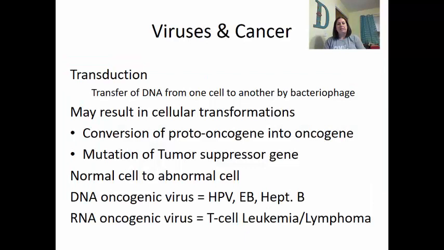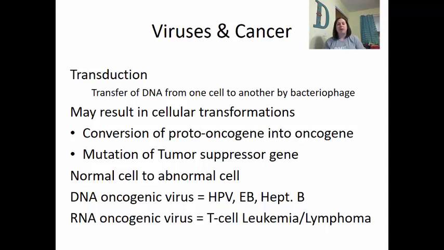Now guys, viruses a lot of times are linked to some types of cancers. This is due to the process of transduction. It's the transfer of DNA from one cell to another by the use of a bacteriophage. This may result in cellular transformations. It causes your own DNA to start to change, okay, to have a transformation to it. This can convert some special pieces of our DNA that we actually have that are called proto-oncogenes into oncogenes, meaning that they are precursor cancer genes and then they get turned into the cancer genes.